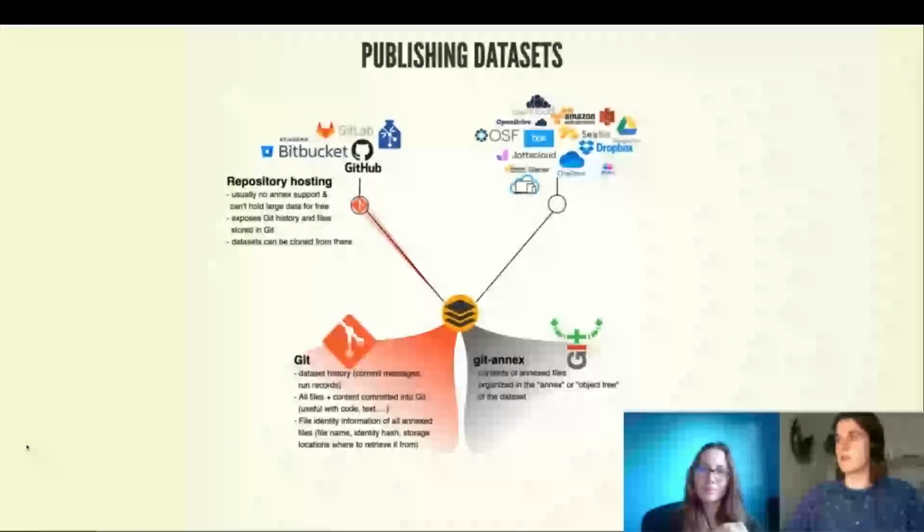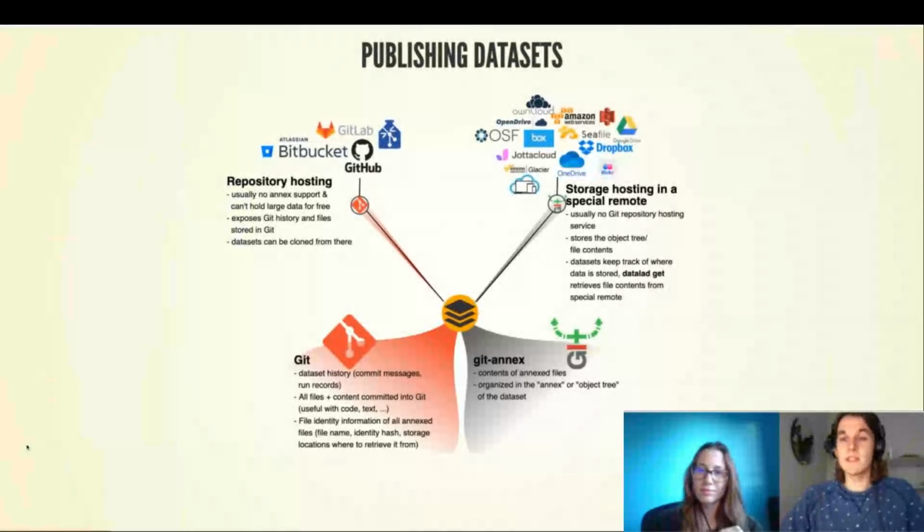In contrast, the Git Annex content goes to a different location. These are all the files that are stored in the Annex and are organized in this Git Annex object tree of the dataset. To make this more concrete, if you think about MRI data, for example, usually all your MRI data will be annexed, and this data will not go to GitHub or GitLab or one of these other repository hosting services, but instead will go to one of these storage solutions here on the right.